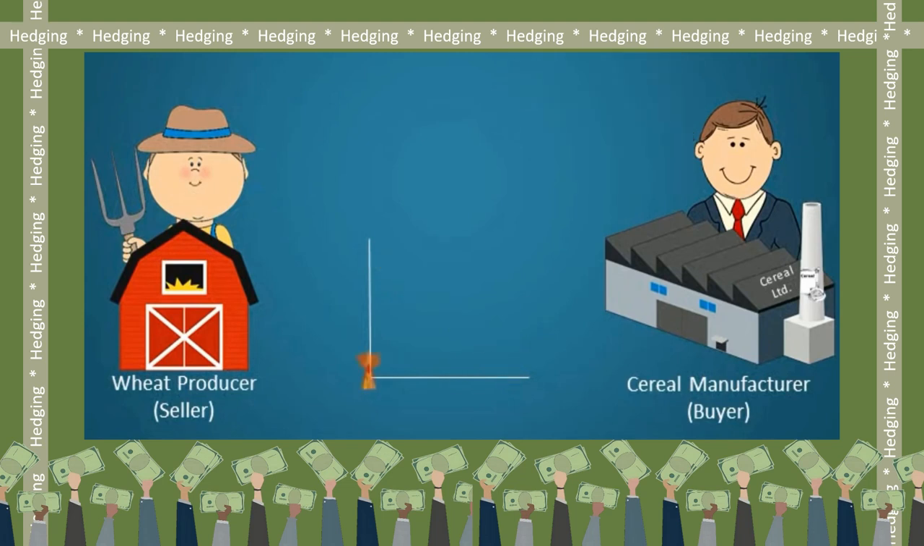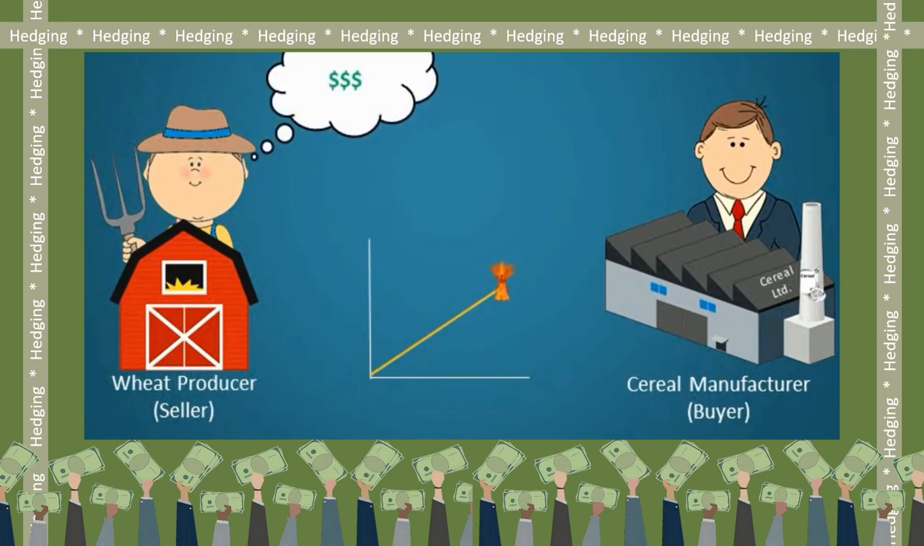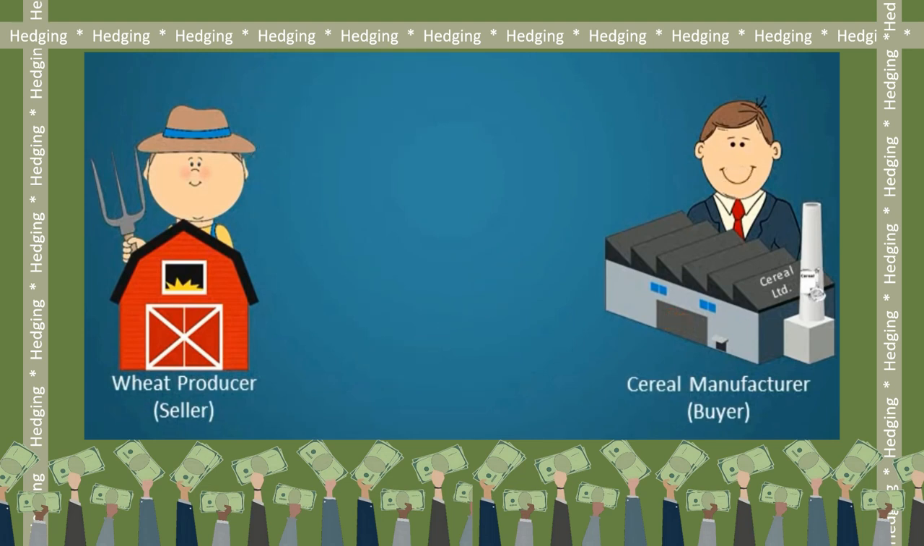On the other hand, an increase in the price of wheat is good for the wheat producer because they get more money for the crops, but bad for the cereal manufacturer because it increases cost. So it is in the interest of wheat farmers that the price of wheat remains high, but it is in the interest of the cereal manufacturer that the price of wheat remains low.